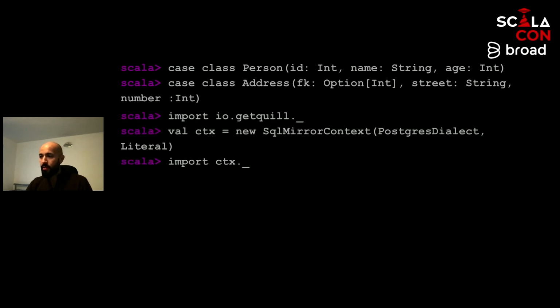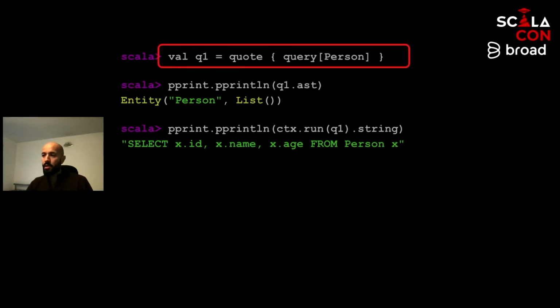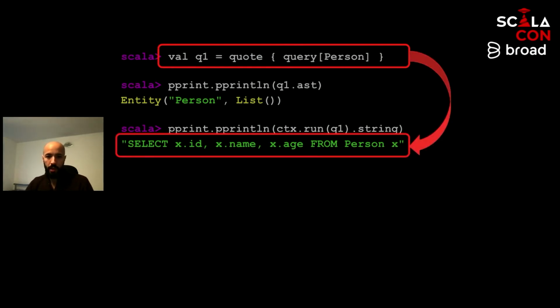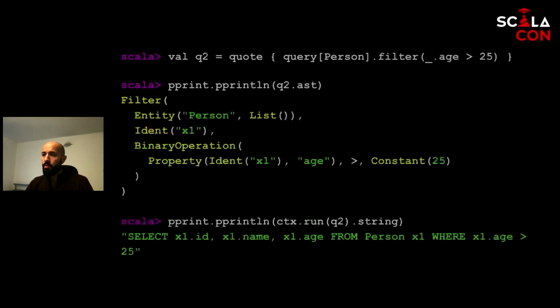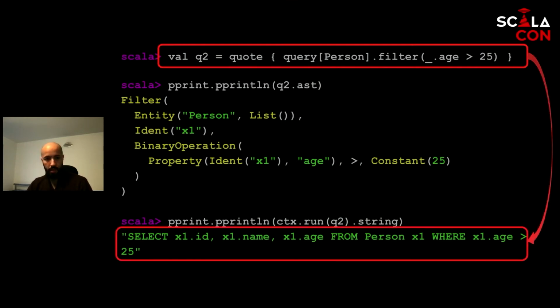And so let's bring this as SQL mirror context. That's just a way to generate the SQL without actually trying to execute that. Bringing this context tooling, we can call the method run. And then going back to the same ASTs we had before, the moment I try to run that K1, that's this quote right here, a query person, a very simple quote, that will generate this SQL right here. When you go to the next one, that's the query that had a simple filter by age, that will generate this other SQL right here.